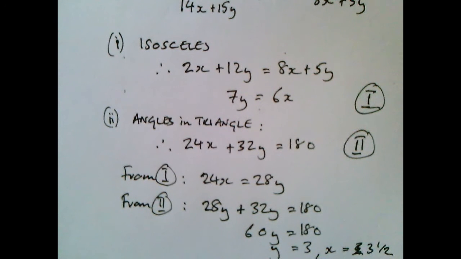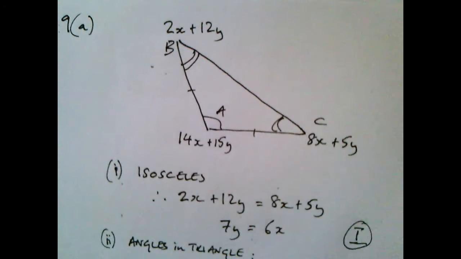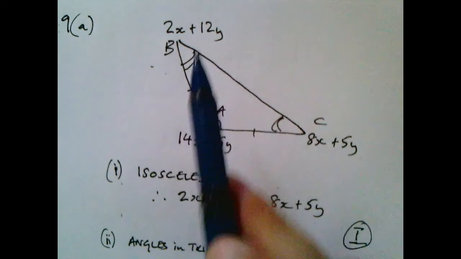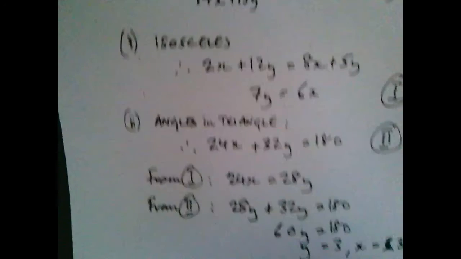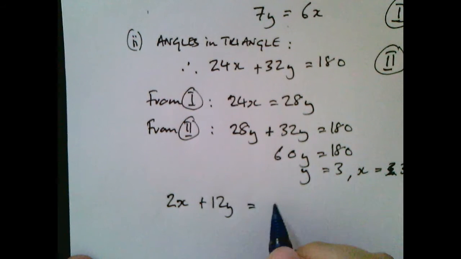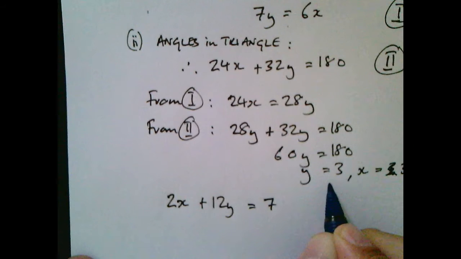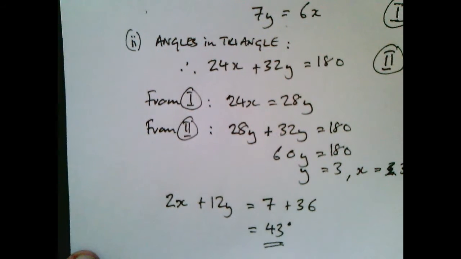Okay. Part 2, angle ABC. So this was A, B, C. We're looking for 2x plus 12y. 2x plus 12y is 2 times 3.5, which is 7, plus 12 times 3, which is 36, 43. Okay, so that's part A. Part B.